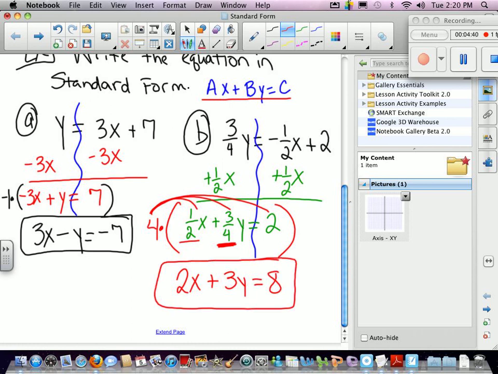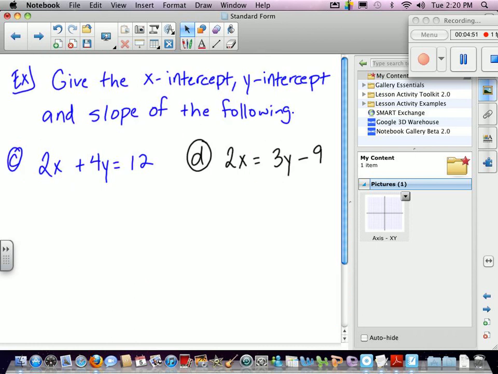Alright, these last few examples, what we're going to do is take the equation that's in standard form, or put it into standard form, and then we're going to talk about how we would get the x and y-intercepts and the slope from the equation that is in standard form.